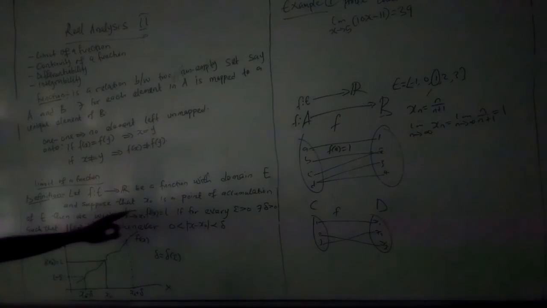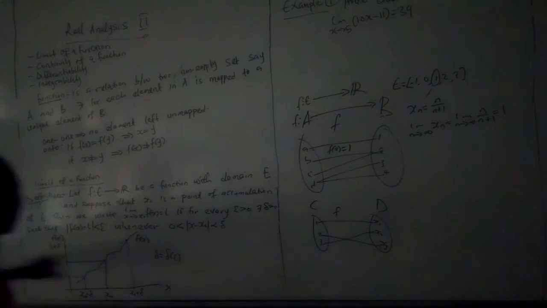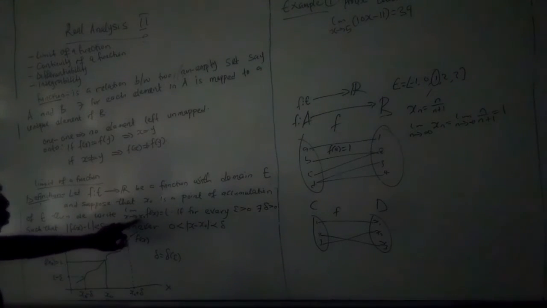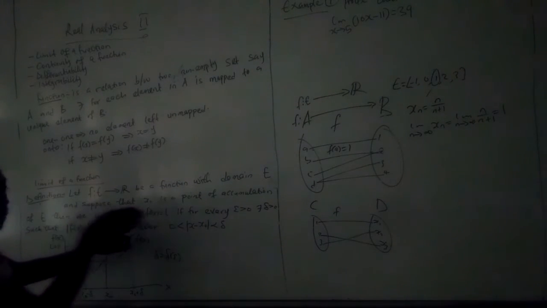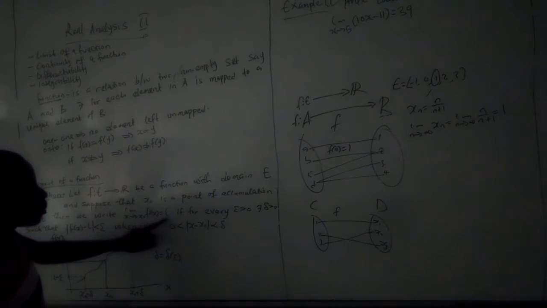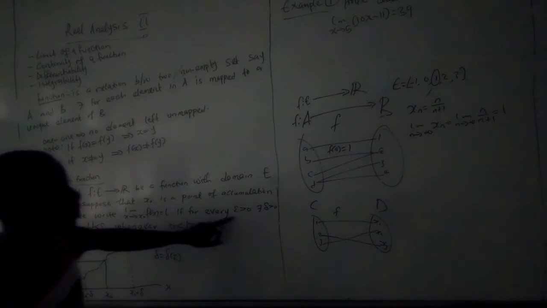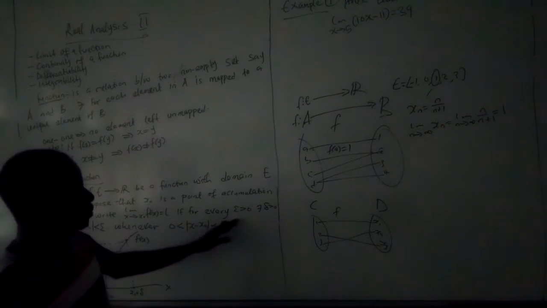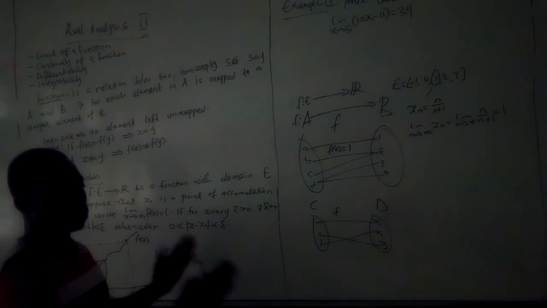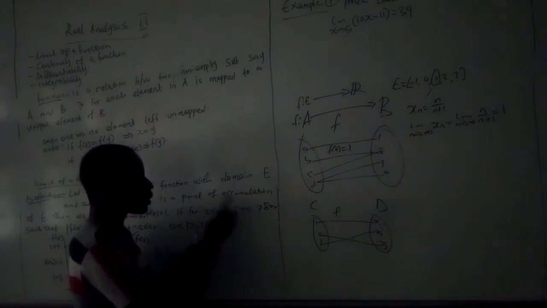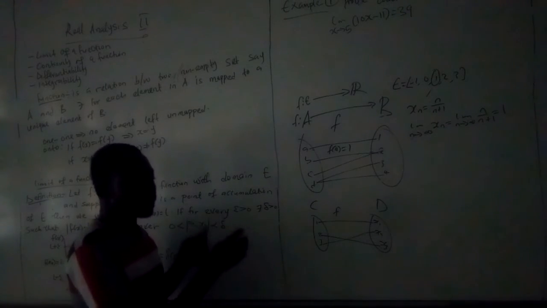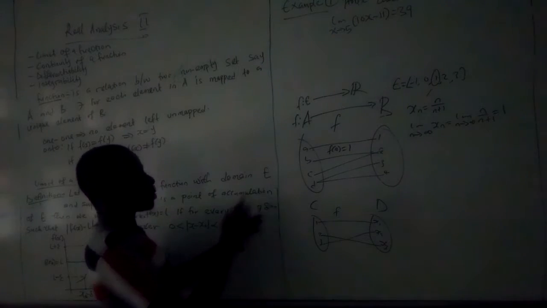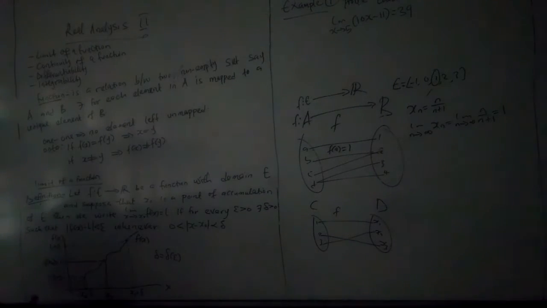So we say suppose that x naught is an accumulation point of E. Then we write the limit as x goes to x naught of the function f of x is equal to L, if for every epsilon greater than 0, there exists delta greater than 0. What is this epsilon? Epsilon is a number between 0 and 1. All those numbers between 0 and 1 are epsilon. There exists delta greater than 0. Delta is also a number between 0 and 1.